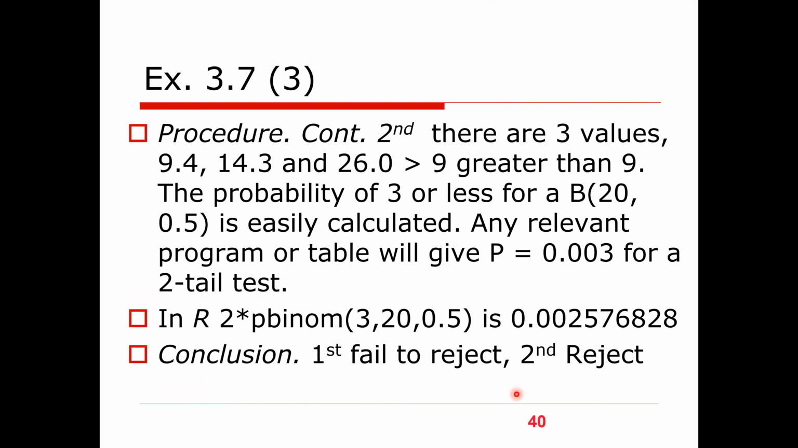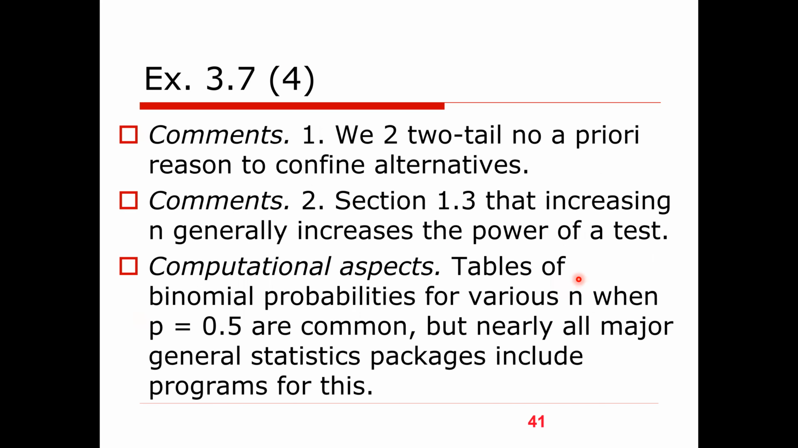The probability of 3 or less is relatively easy to calculate. We just accumulate their probabilities. Using the first sample, we fail to reject the null because p is large. Using the second sample, we reject the null because the p-value is smaller than 0.05. Since we have two tails, there's no a priori reason to confine alternatives.